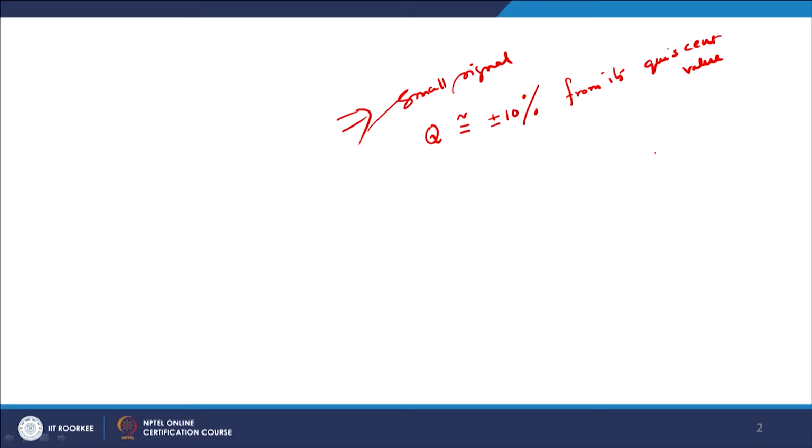So, if you have biased your device say at 1 volt VCE, right, 1 volt, then if the input signal changes it from 1.1 volt to 0.9 volt peak to peak, we can define this to be a small signal. This is rather not a very decent definition, but nonetheless works fine for all circuit applications.